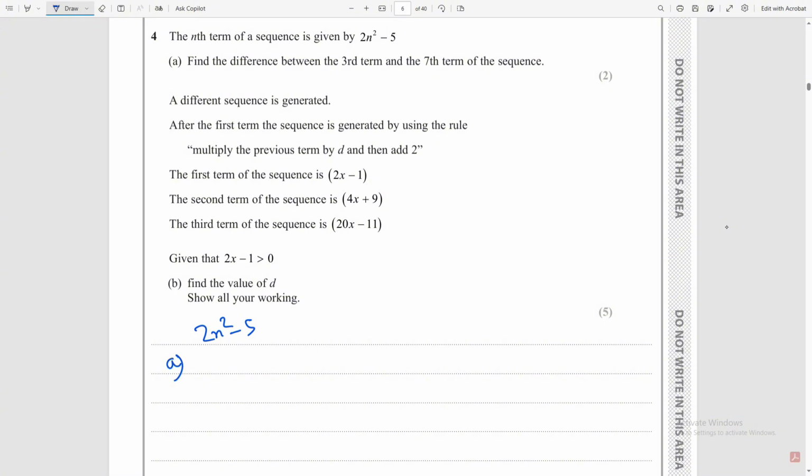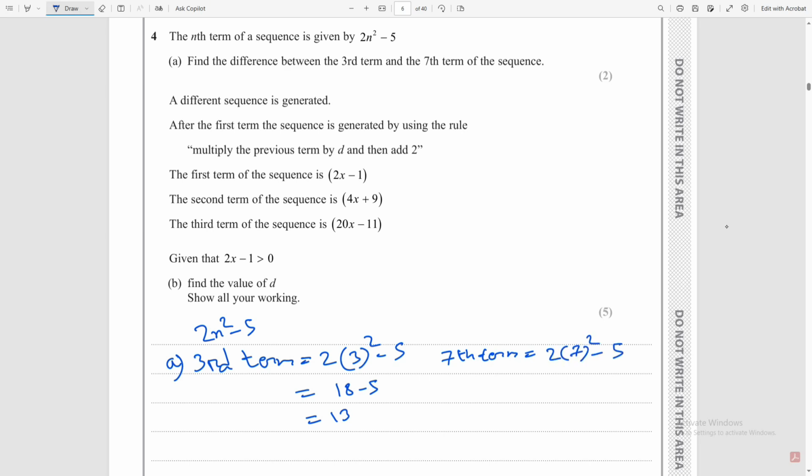Find the difference between the third term and the seventh term of the sequence. So to find the difference between the third term and the seventh term, we need to first find those terms. To find the third term, we'll just put the value of n as 3 and we will get 18 minus 5 equals 13. And to get the seventh term, we'll just put the value of n as 7, and we'll get 98 minus 5, which is 93.